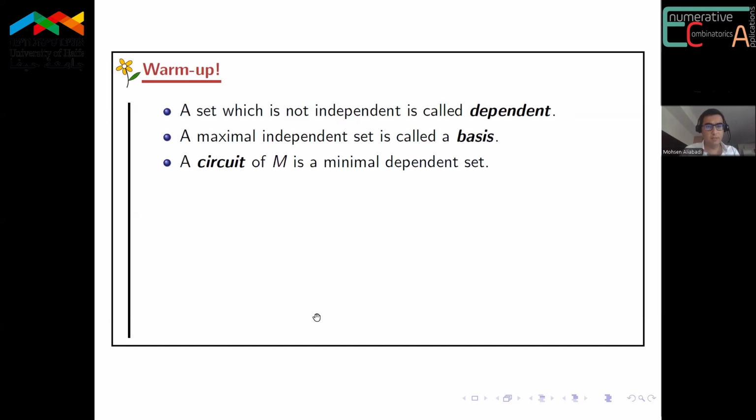I'm seeing a couple of questions here. Okay.